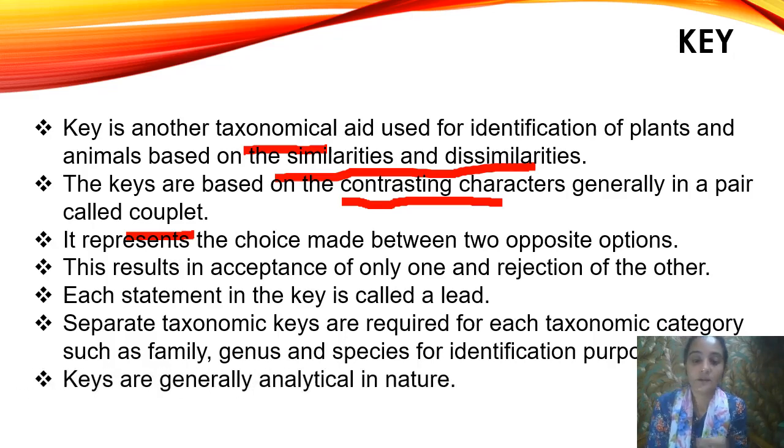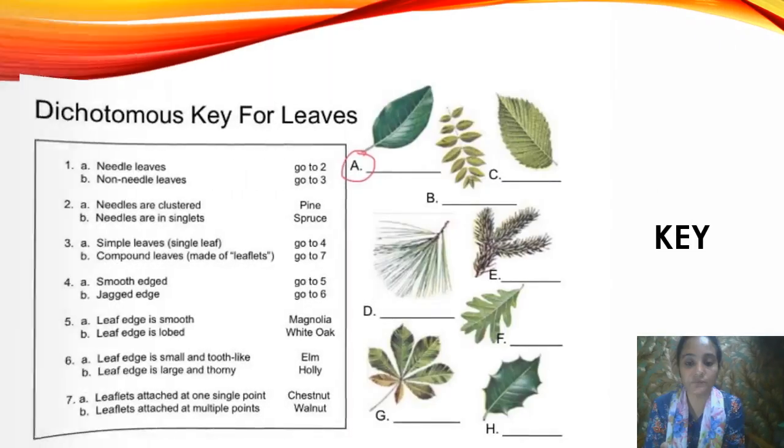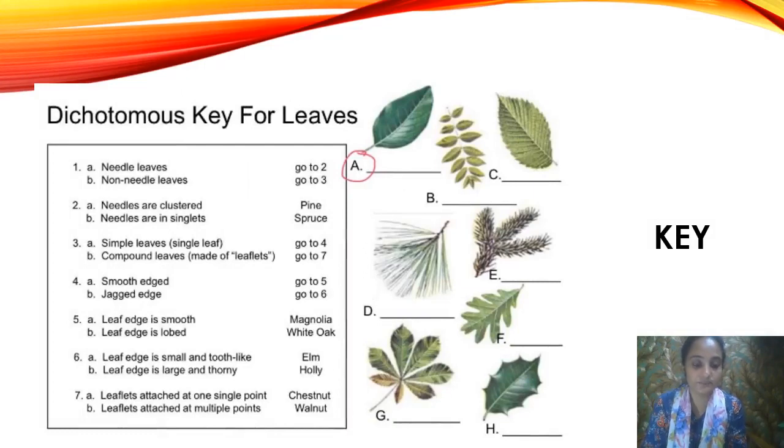Okay, now I have given here the key. Can you see here? This is what I was telling. See here, you are taking a plant, this is a. Now what you have to see is whether it has needle leaves. One option is needle leaves and the other option is non-needle leaves. If it is a needle leaf, you will go to number 2. So I am selecting it as the needle leaf, like this one. So I am going to number 2.